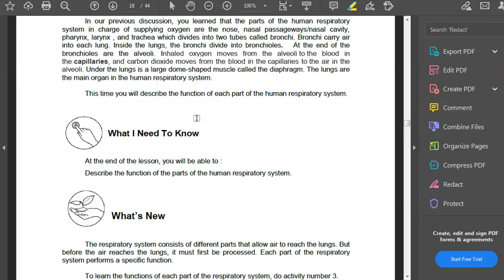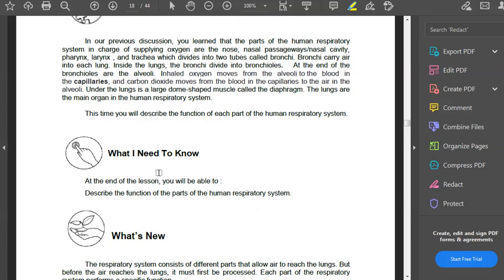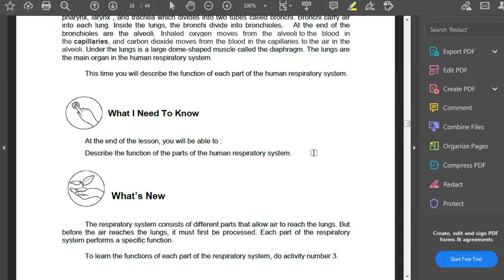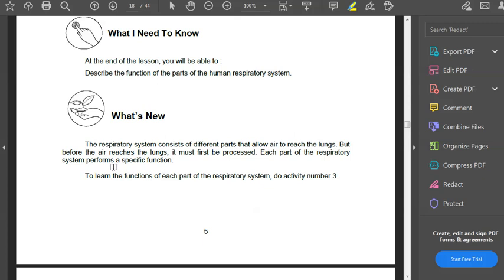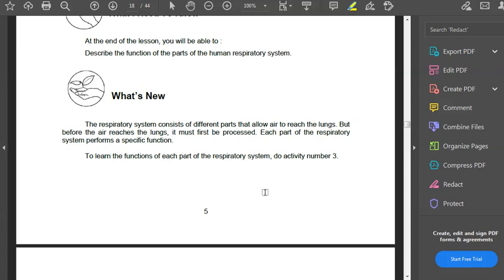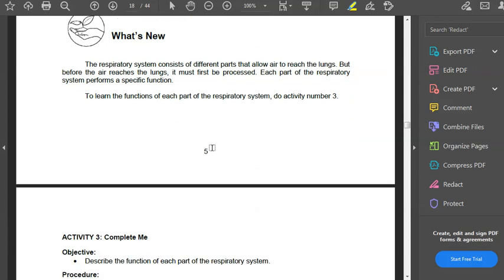Okay, for this lesson, we will now describe the function of the parts of the human respiratory system. So how do they do it? So here, it says that the respiratory system consists of different parts that allow air to reach the lungs. But before the air reaches the lungs, it must first be processed. Each part of the respiratory system performs a specific function. Okay, so now we will go to answer what's more on page 7.